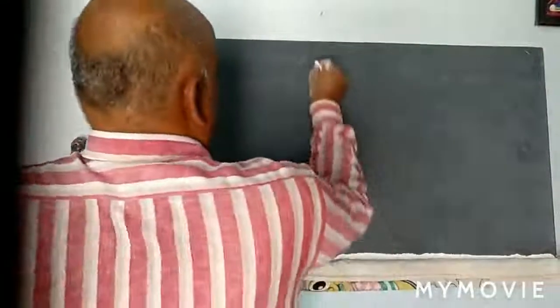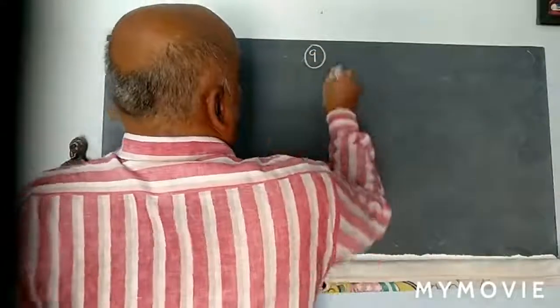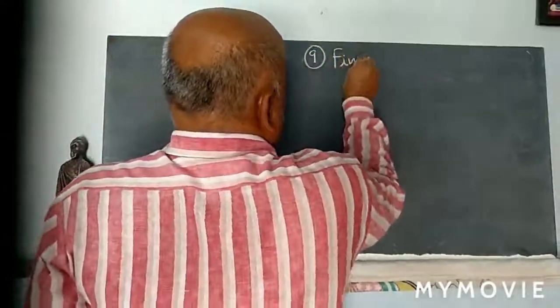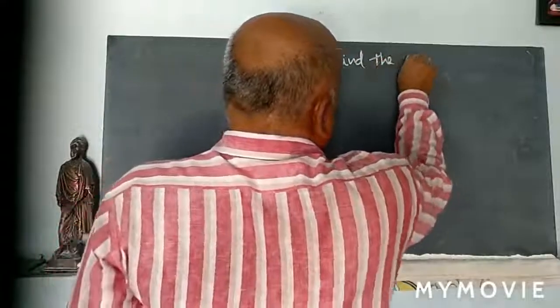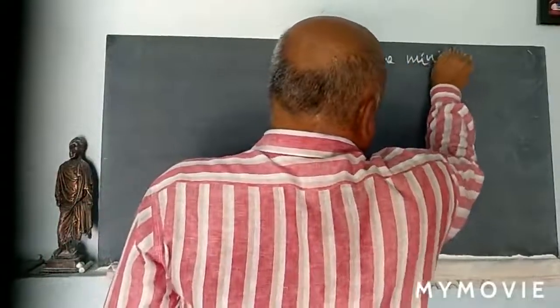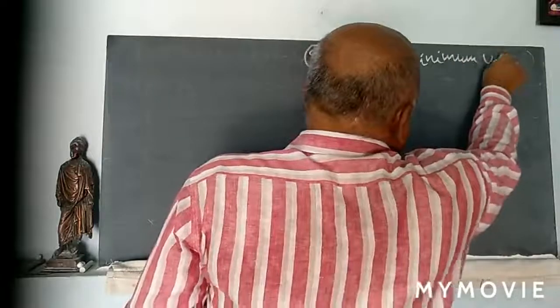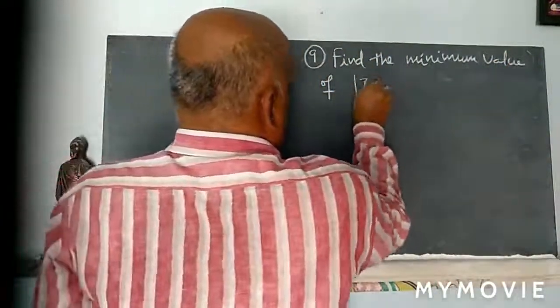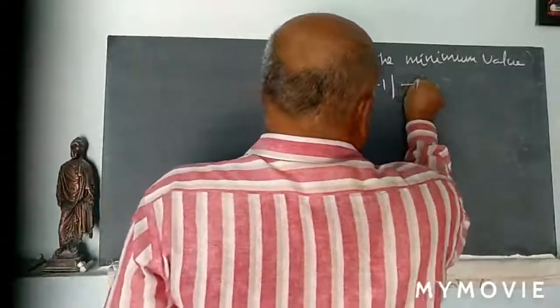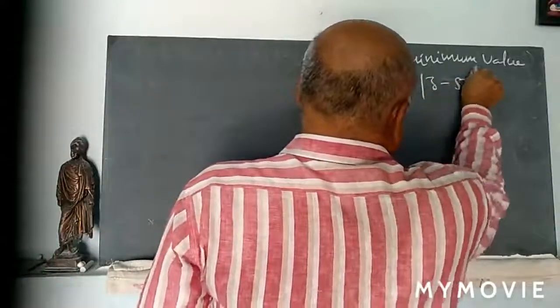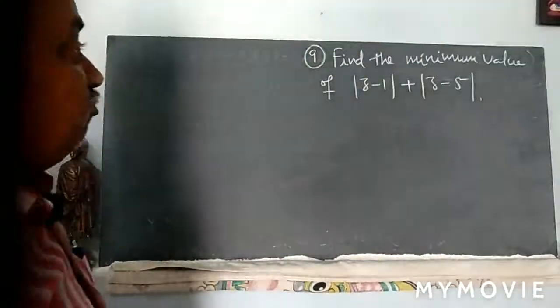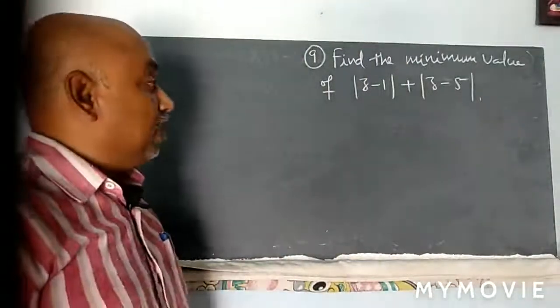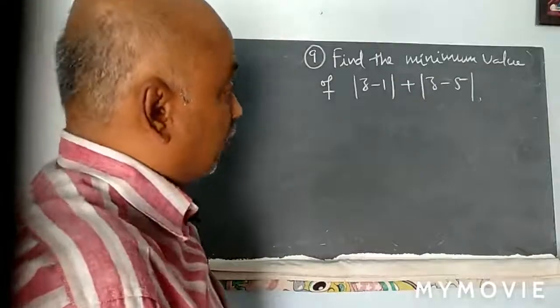Next problem. Ninth problem. Find the minimum value of |z - 1| + |z - 5|.